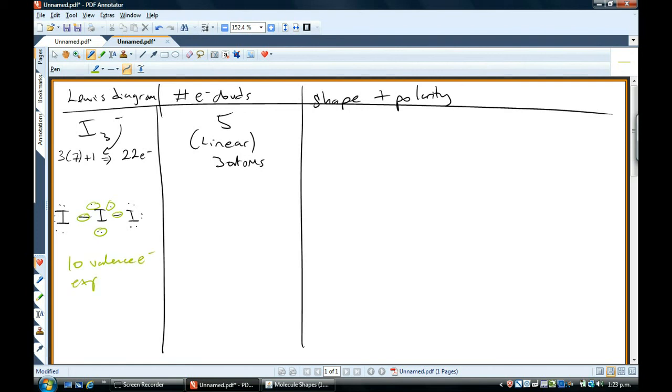So again, that's an expanded octet situation. Expanded octet, and the shape for this is linear, as I've mentioned already. And with I3 minus, you have your 3 iodines in a row. Don't forget your lone pairs. And this is very much non-polar because none of the actual bonds themselves are polarized, so there's no permanent dipole for any bond, and as a result I3 minus is non-polar.